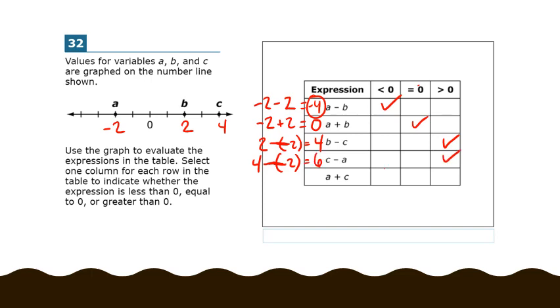Last one we need to verify is -2 plus c. So that is a plus my c value, which is 4. -2 plus 4 gives me a grand total of 2, which is also greater than 0. So the hardest part about this particular problem is making sure that you're able to understand what these numbers are on the number line and plugging them into their values for the expressions.